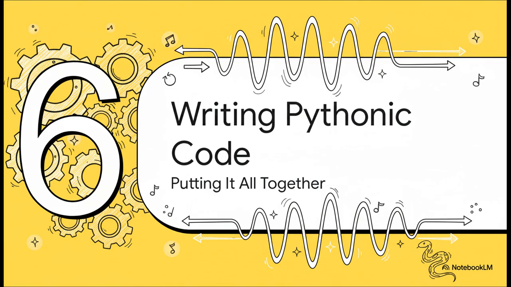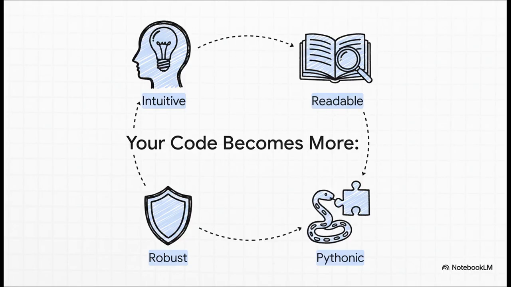Okay, so let's put this all together. Why do we even care about all this? Look, mastering these Dunder methods is so much more than just learning a few neat party tricks. It's about a fundamental shift in how you approach writing Python. It's about learning to work with the language, not fight against it. When you start using the Python data model, your code just gets better. It becomes more intuitive for you and for anyone else who has to read it. It becomes more readable because it acts in predictable ways. It's more robust because you've thought about these core behaviors. In a word, your code becomes more Pythonic.